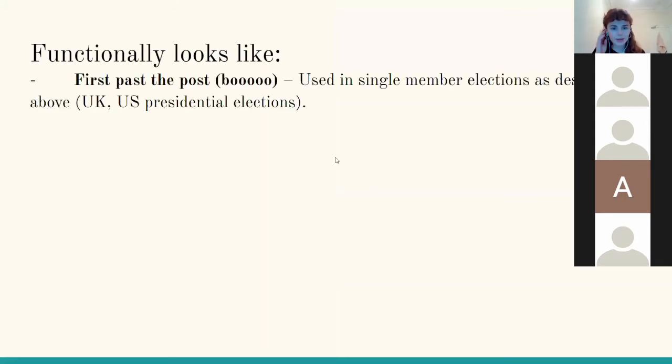Functionally, this looks like first past the post, which we all hate, which sucks. Everybody hates it so much. It's the worst system ever. It's used in single member elections as described above. So in the UK elections, you vote for whatever your representative MP in your constituency is going to be. Everybody has one vote. And if 51% vote for a Tory guy and 49% vote for, I don't know, a Lib Dem guy, all of those Lib Dem people have spoiled their vote.